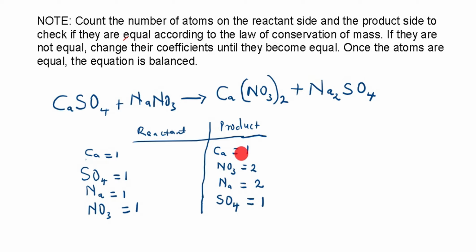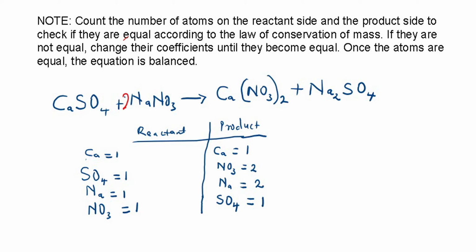SO4 is 1 and SO4 is 1, so it's balanced. Here, Na is 1, but Na is 2 here. So you see, Na is not balanced. So what do we do? We come to the reactant side and change the coefficient of Na so that it will balance with the product side, which is 2. So we come here and we put 2.